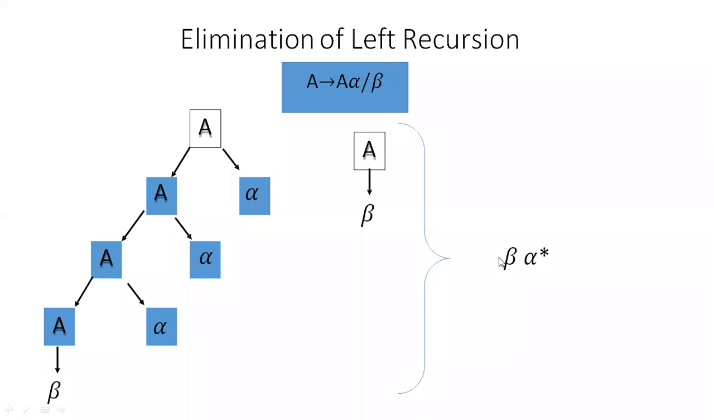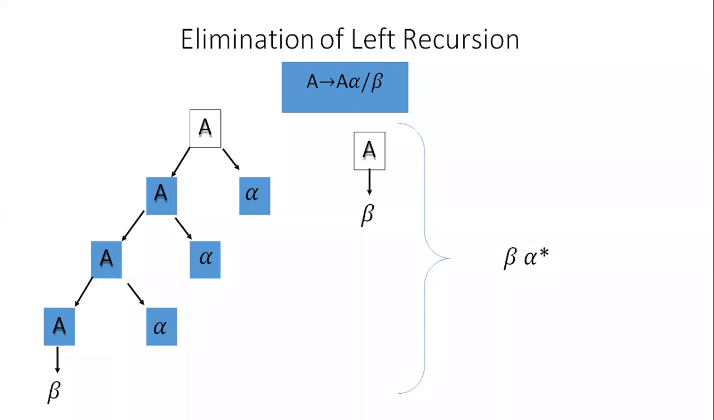And what it means is the expansion of A causes further expansion of A. Due to the generation of A like this, A alpha, A alpha alpha, A alpha alpha alpha, and so on, we are giving it as A alpha star. The input pointer will not be advanced. If the input pointer does not advance, the major problem that arises is this left recursion problem. Therefore we need to eliminate this.